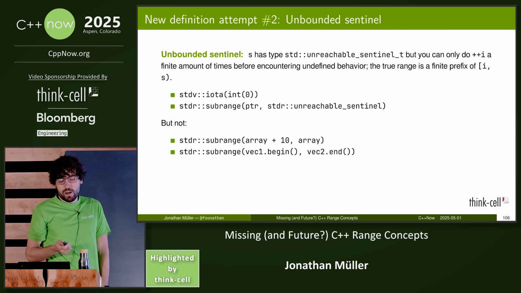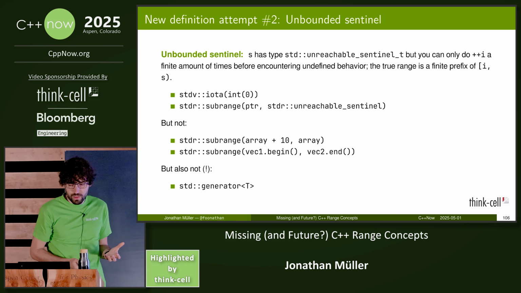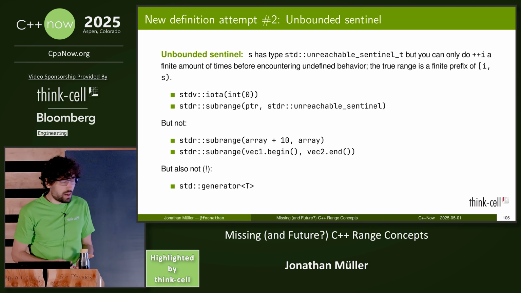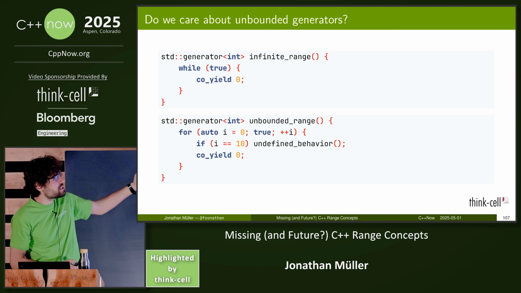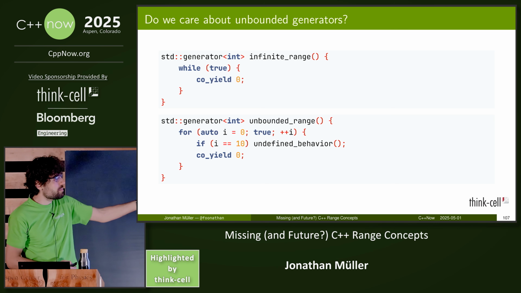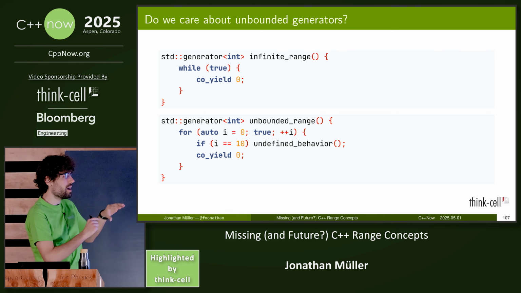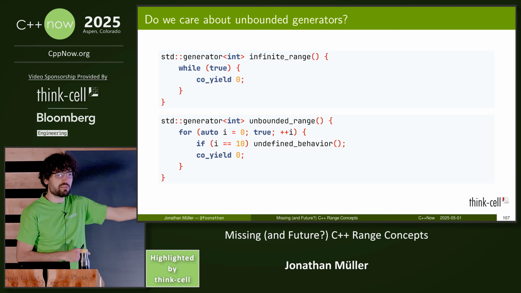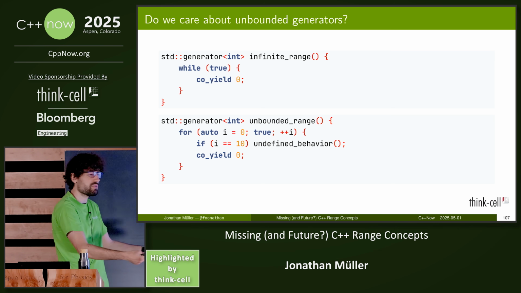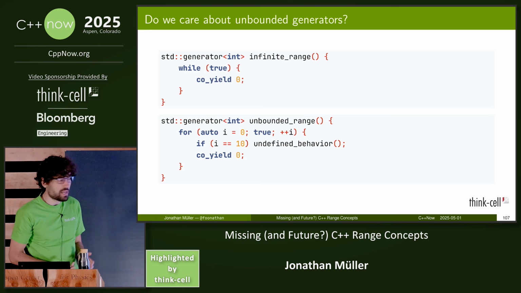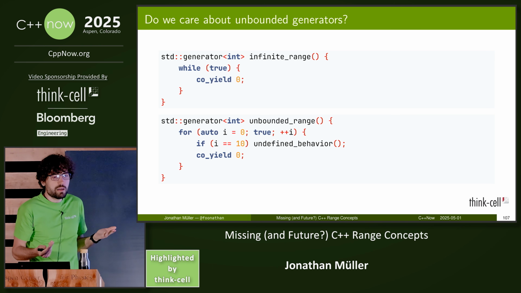Right? The problem with that definition is this would prevent the generator of T from being an unbounded sentinel. But the question is, do we care? Generators can be infinite, and generators can be unbounded by having undefined behavior at some point. And at the level of ranges, do we care about the unboundedness there? Do we care about this undefined behavior? Is this a problem in a range definition, or do we just say, well, it's just the body of the generator that encounters undefined behavior? Do we care? I could see it either way.